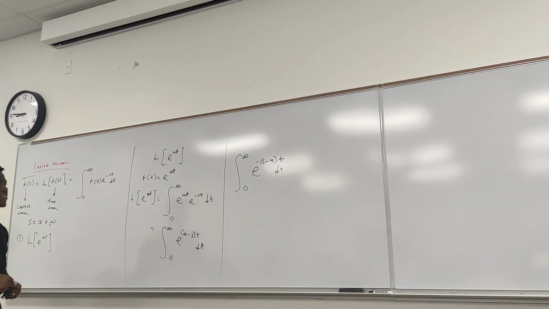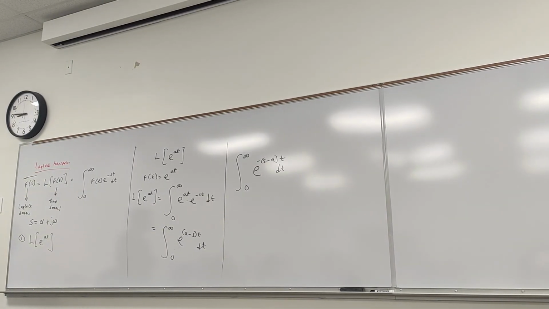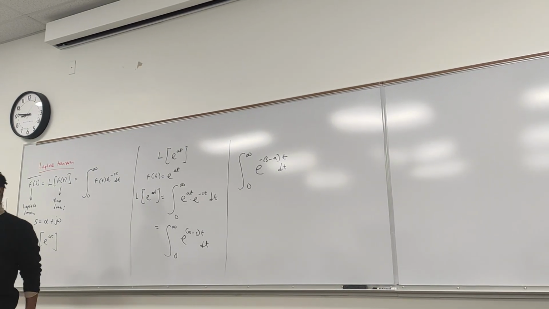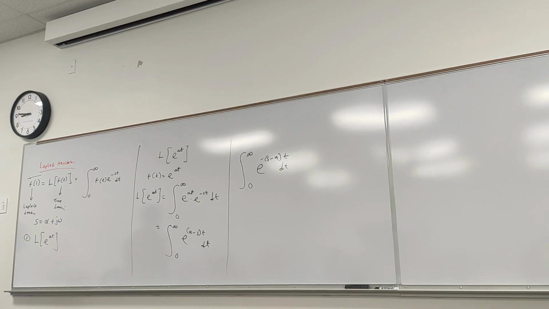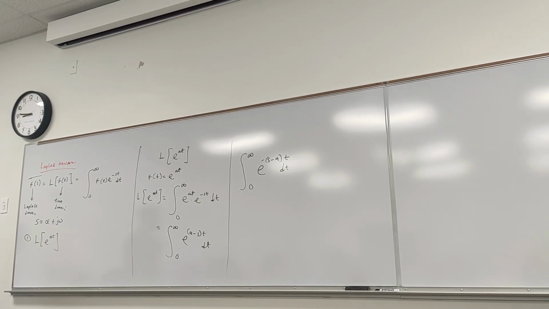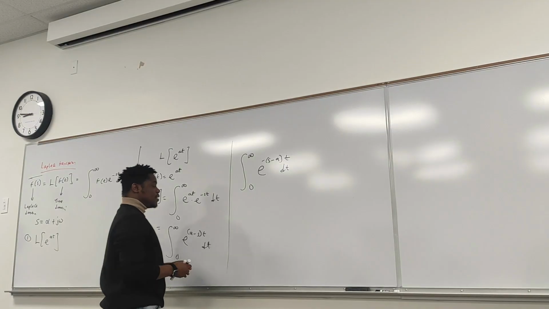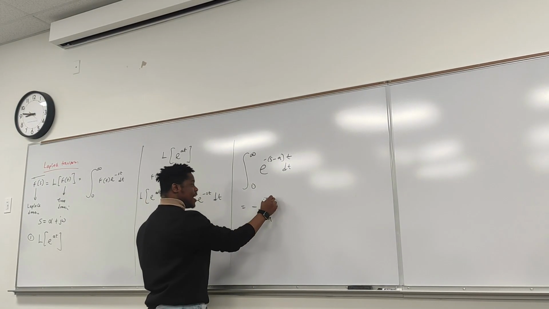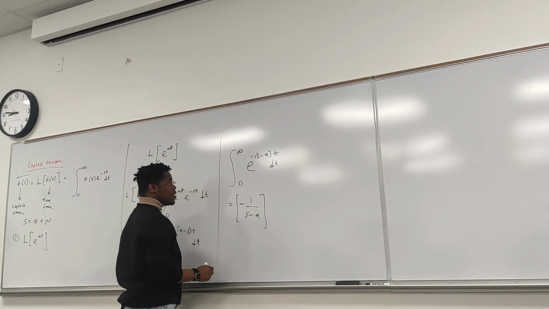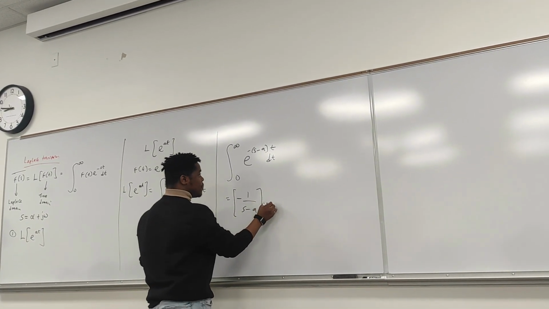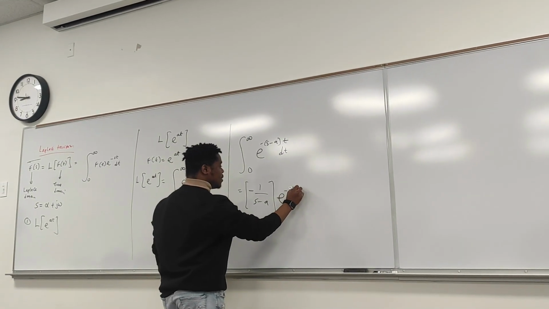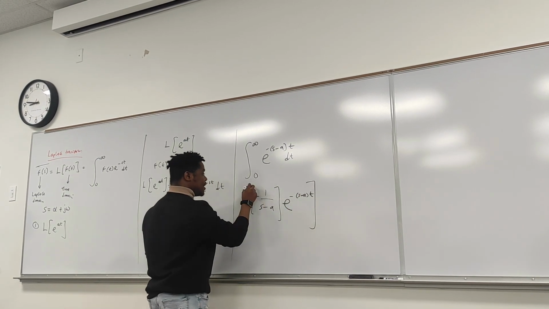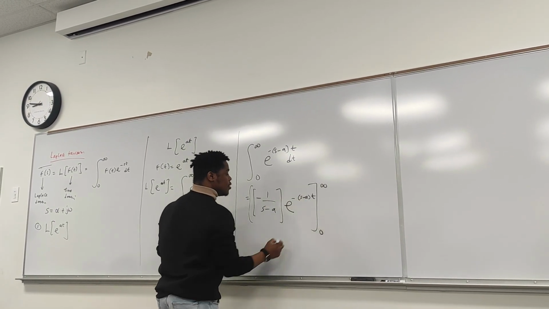Someone, help me out. If you integrate this, what do you get? Anyone? This is a simple integral. Okay, so this gives minus 1 over s minus a, multiplied by exponential minus s minus a times t. That's what it gives, because this comes down. Then we evaluate from 0 to infinity.